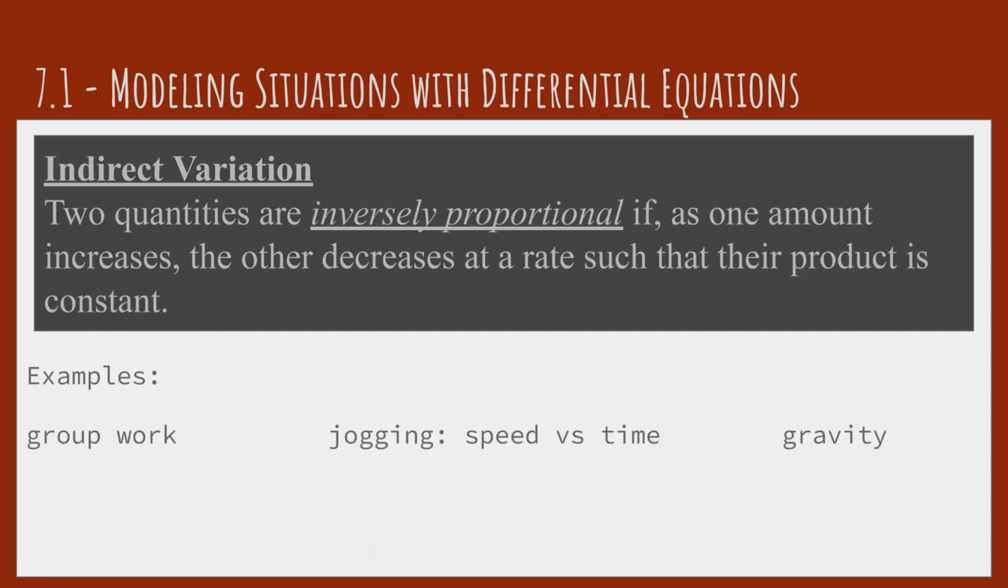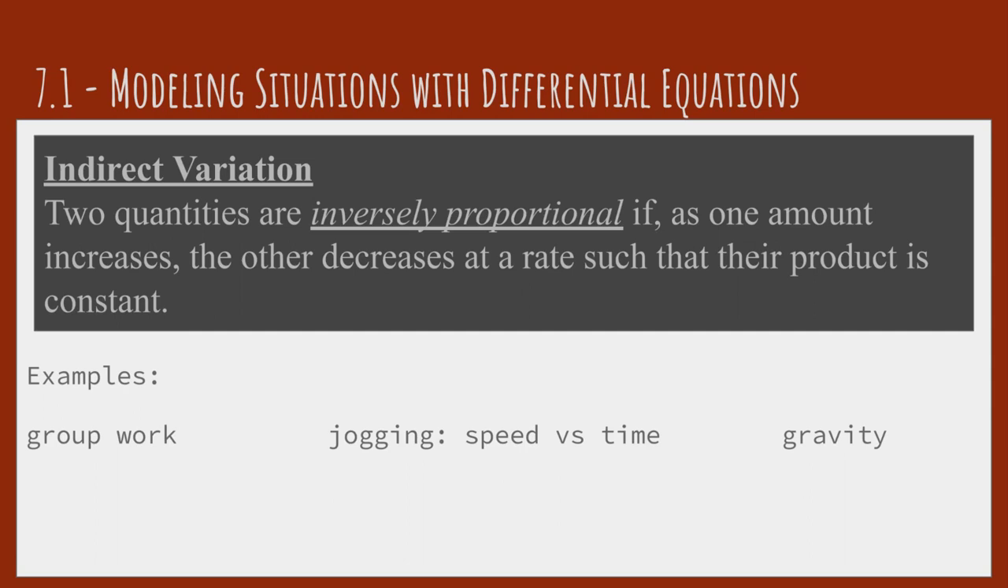The other type of variation that we're going to talk about is called indirect variation or an inverse proportion. So two quantities are inversely proportional if as one goes up, the other one goes down, and they have that relationship in a very specific manner so that when you multiply the two quantities together, you always get the same number. So let's say you're working on a project that is going to take 10 hours to complete. The more people you have working on that project, the less overall time it's going to take. So group work would be an example of an inverse proportion. So the more people you have working on it, the less time it's going to take to complete the project.